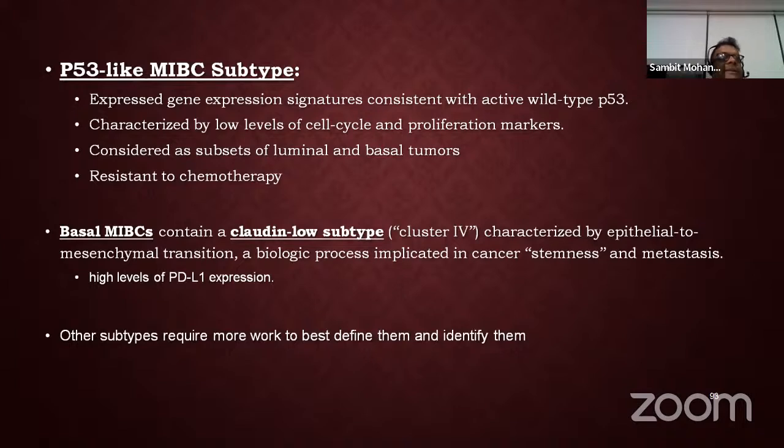Then treatment can be given to those patients, because the basal-like MIBCs do not respond that well to platinum-based chemotherapy, which is usually given for high-grade urothelial carcinomas. And they saw first-line platinum failure. So then PD-L1 is tested, and if it is high, if it is positive, then they basically put these patients on immune checkpoint blockers.